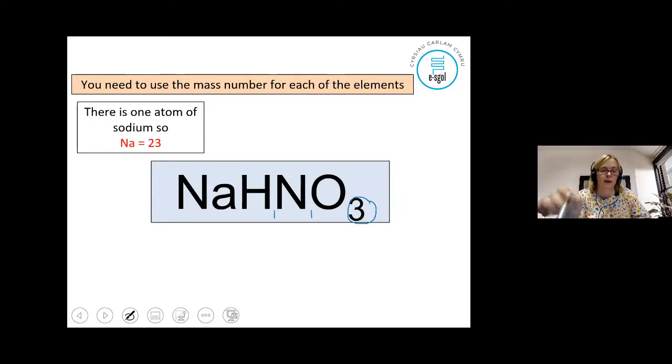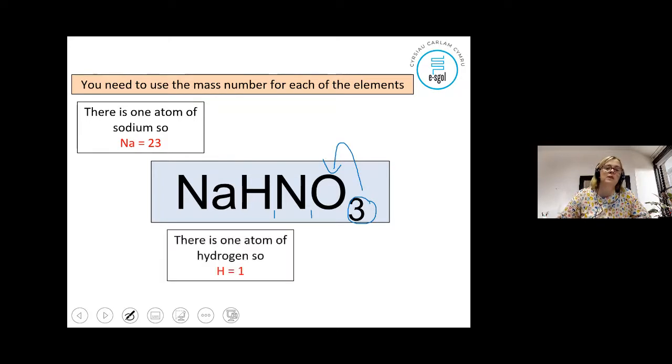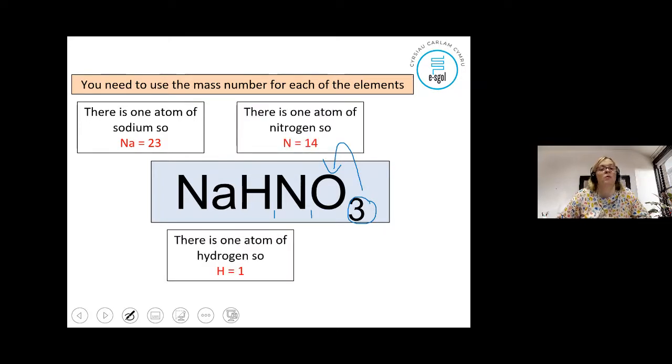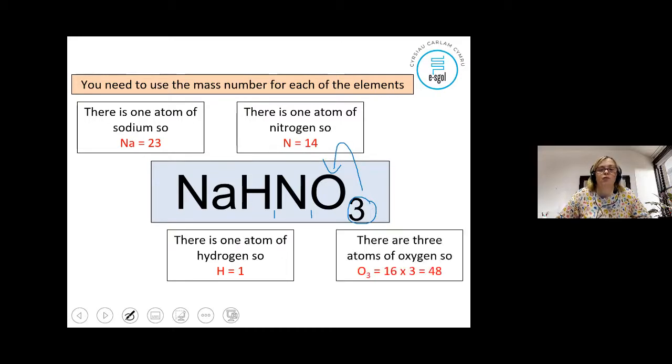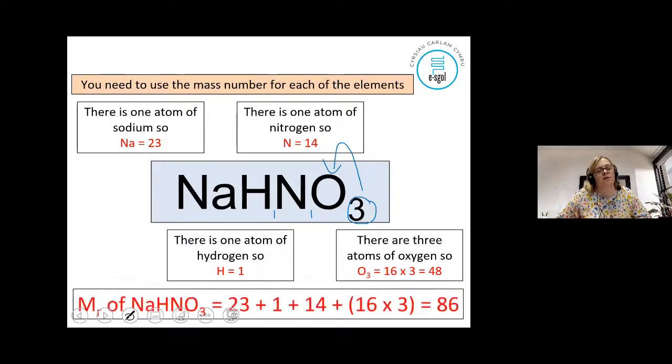Now be careful, okay? It can get overwhelming and confusing at times when you see numbers, but don't forget the rule: the number here only relates to this atom here, the one that is directly before that number. So any number that's subscript, that number only relates to things directly before it. So do not get thrown. There is only one nitrogen. There are only 3 of that oxygen, okay? So one atom of N, which is 14. And then you've got those 3 atoms of oxygen totaling 48. So adding them all up together, it comes to a total of 86.